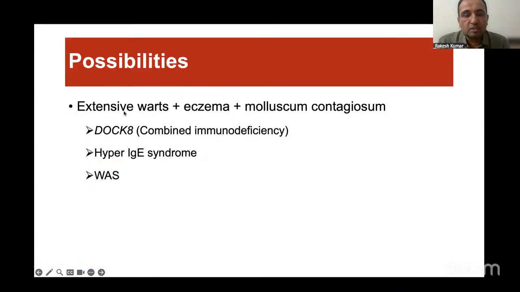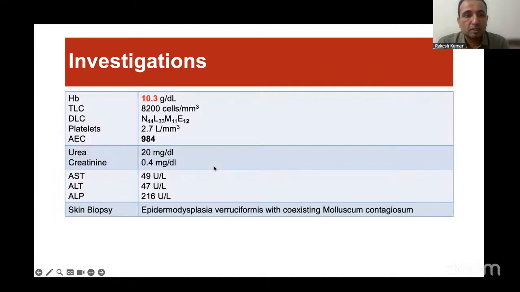So this is a boy who had extensive warts, also had eczema and molluscum contagiosum. In this presentation, we would be thinking of combined immune defects like DOCK8, hyper IgE syndrome, and Wiskott-Aldrich syndrome. On the hemogram, there was anemia. The total leukocyte count was 8,000 to 12,200, and there was absolute eosinophilia. Platelets were normal, so ruling out Wiskott-Aldrich syndrome. And the skin biopsy was again suggestive of epidermodysplasia verruciformis with coexisting molluscum contagiosum.